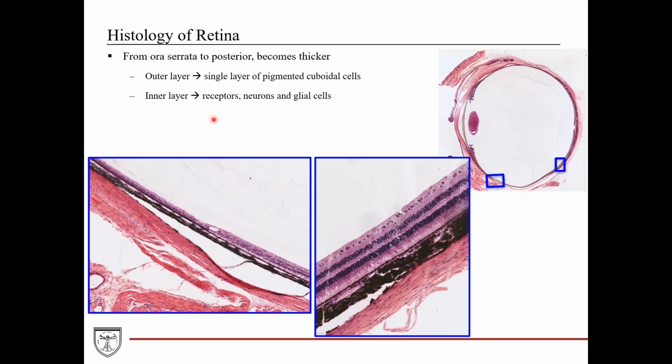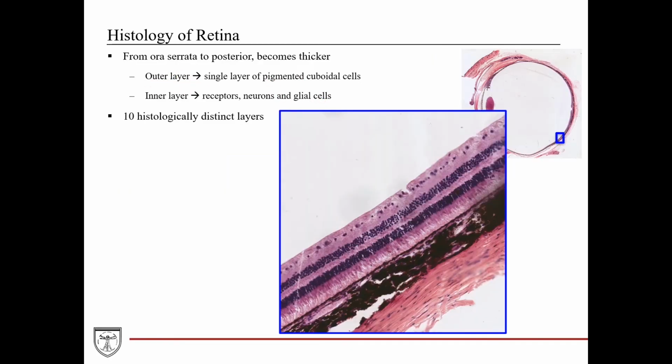The cells of the inner layer, the receptors, neurons, and glial cells, as well as the pigmented epithelial cells of the outer layer, comprise the 10 distinct histological layers, which becomes a lot more apparent as the retina itself becomes thicker towards the back. To diagram this, the outermost layer is that outer pigmented epithelial cell layer that's sitting on top of the Bruch's membrane, which separates the retina from the choroid underneath.